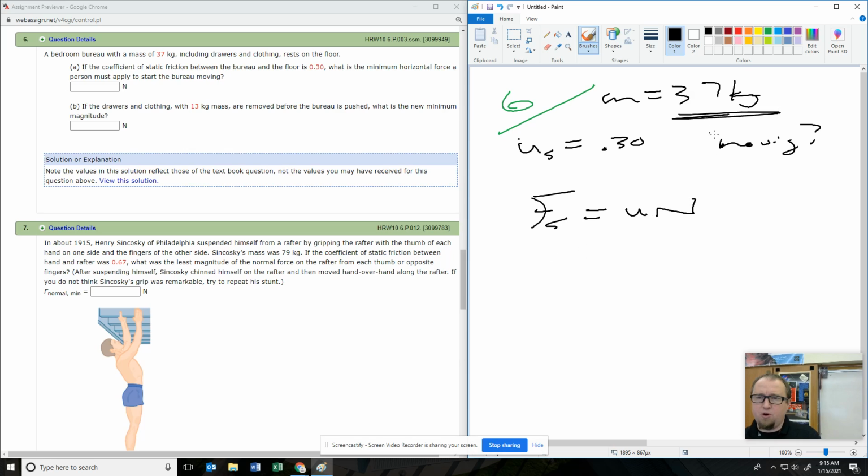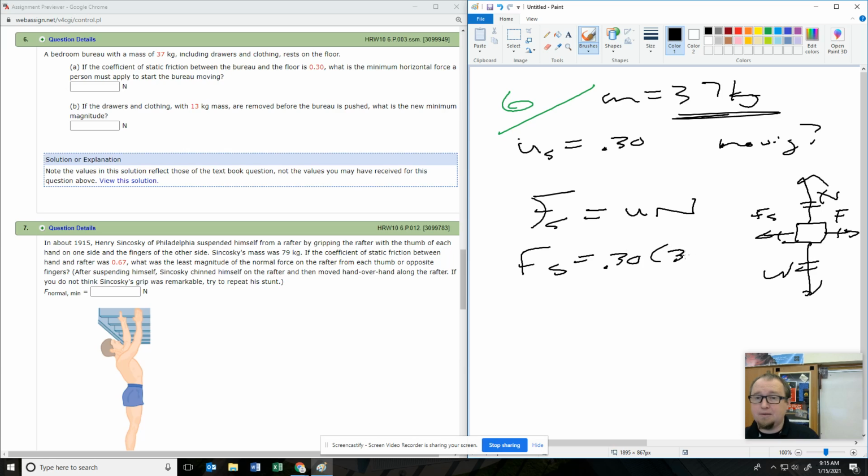So the normal force is going to equal the weight force. Here's you pushing, here's the static friction. Those are going to be equal until it breaks free, okay? But notice how your normal force equals your weight force. So this max static friction is the coefficient times the gravitational weight. 37 times 9.8, because they're equal in this case. So the static friction is a number, okay?